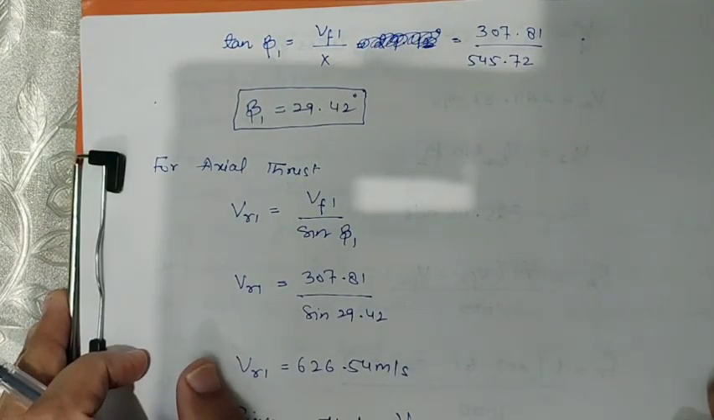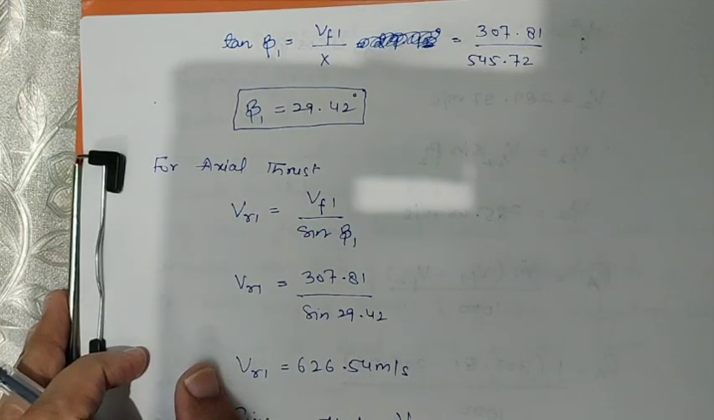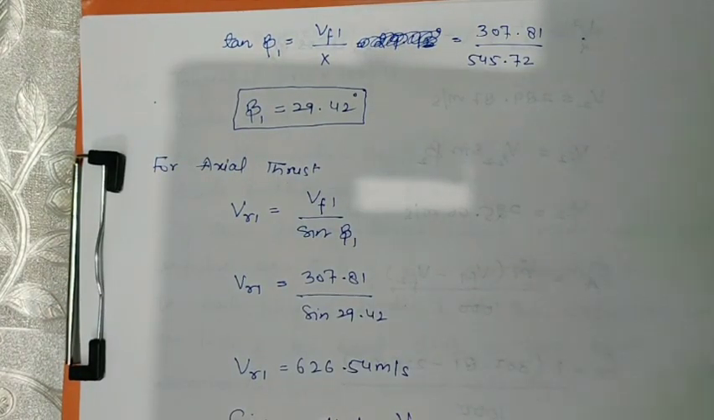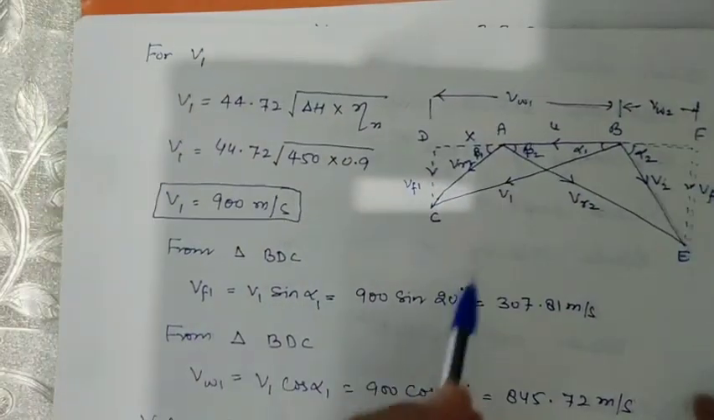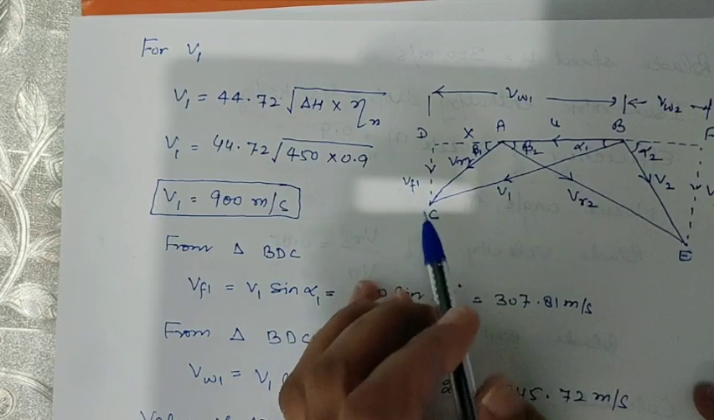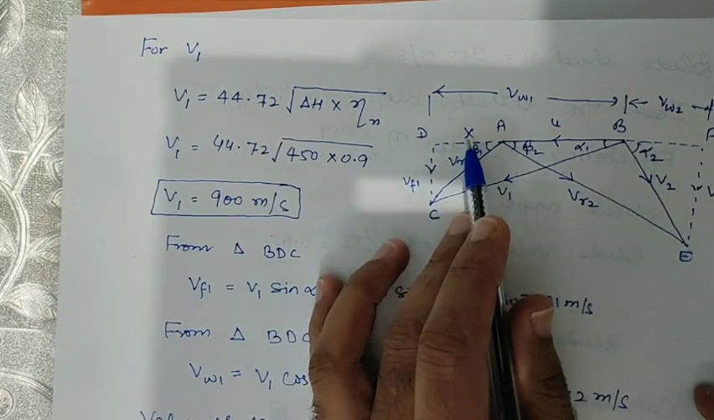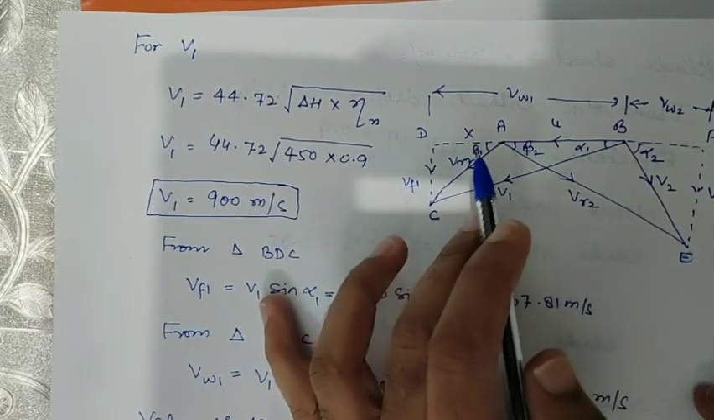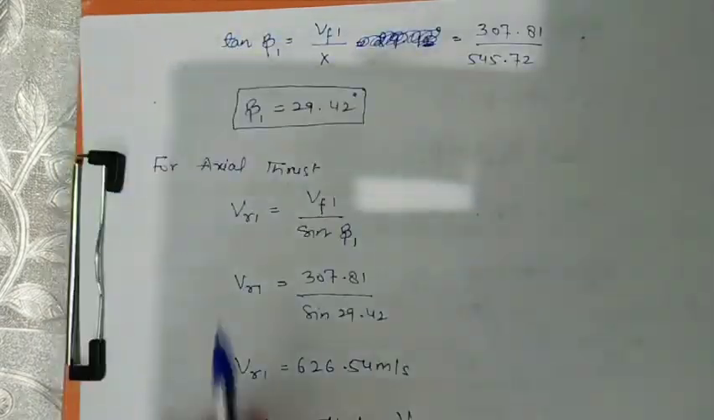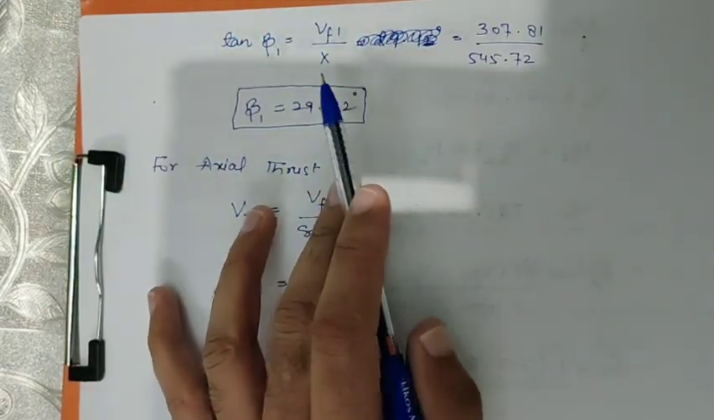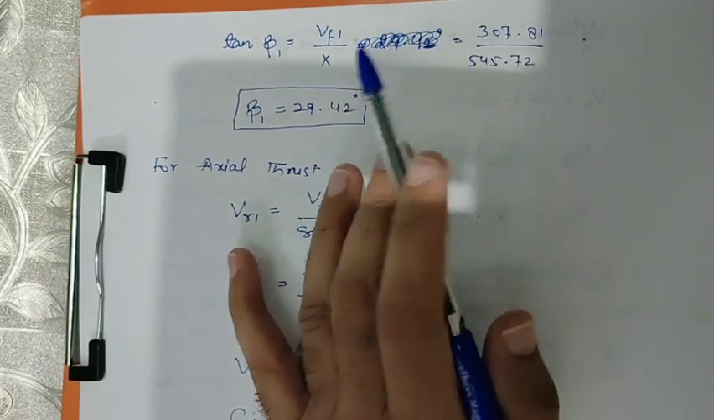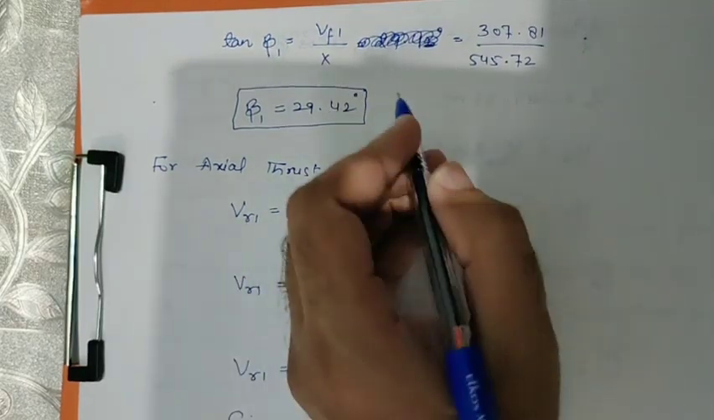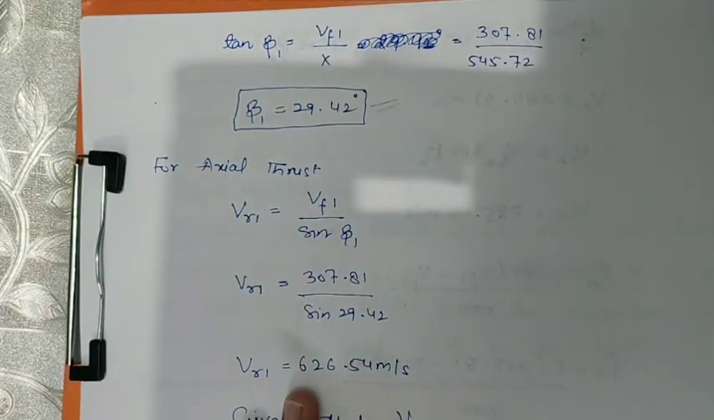Now in the question we have to calculate the inlet angle of the moving blade, that is beta 1. We can apply the tan formula in triangle ADC, because we have calculated X and we have VF1. So tan beta 1 is equal to VF1 divided by X. Putting in the values of VF1 and X, we get beta 1 equal to 29.42 degree. This is the first answer.